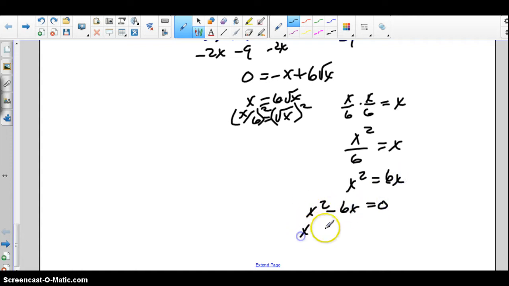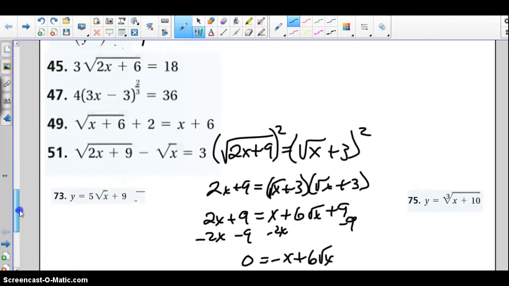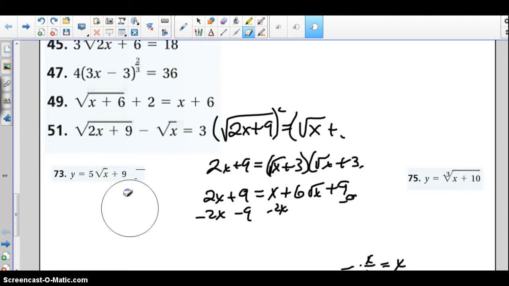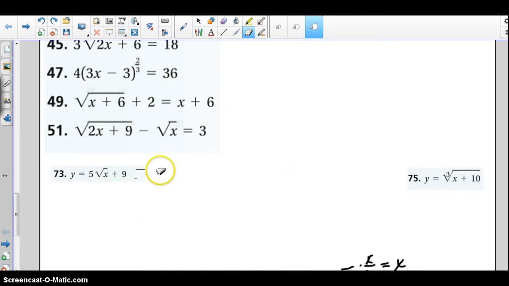Factor out an x from these two terms, and then your solutions are going to be x equals 0 and x equals 6. The last two are going to be real quick ones that we can actually just go ahead and graph real quick. Hopefully real quick.